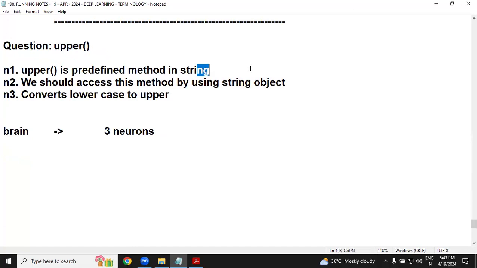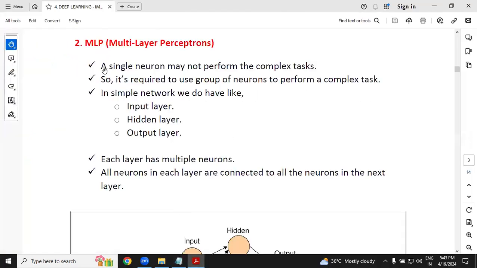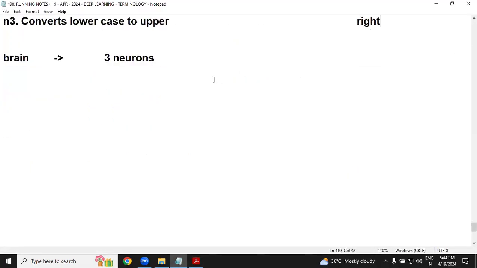I mean to say that from this one to the finish, I would like to say whether this is the right or wrong output. This one is also the right output. Now you can observe this: a single neuron may not perform a complex task. Let me draw a small structure.